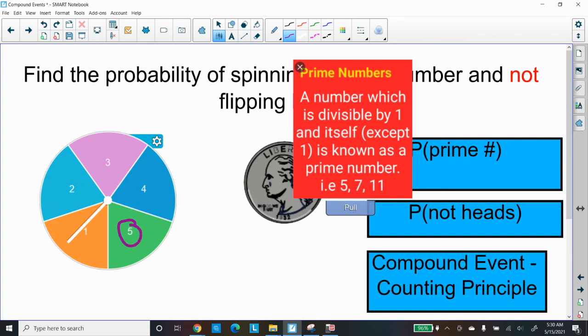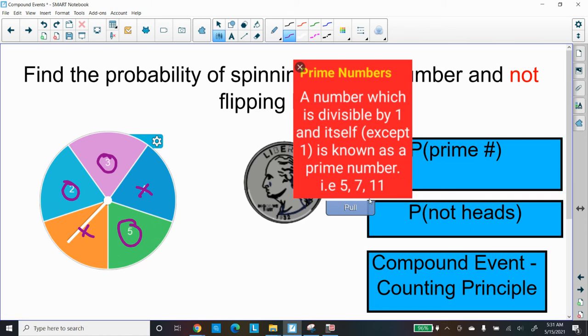And 7, well, 7 is not on the spinner, or 11. So 1 is not a prime number, so I cannot use 1. So 1 is not prime. I only can divide this by 1 and its number itself. Like 2, I can only divide by 2 and 1, so 2 would be prime. 3, I can divide by 3 and 1, so 3 would be prime. 4, I can divide that by 4, and I can divide it by 1, but I also can divide it by 2. So that's not prime. That would be called a composite number.